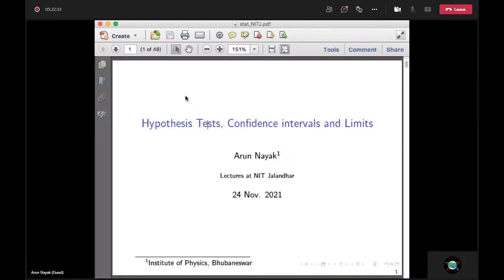Okay, so I think you already have quite a few lectures about probabilities and point estimation, I guess, using statistical methods as well as the maximum likelihood techniques. So, what I am going to discuss today is regarding hypothesis tests and setting confidence intervals and limits.